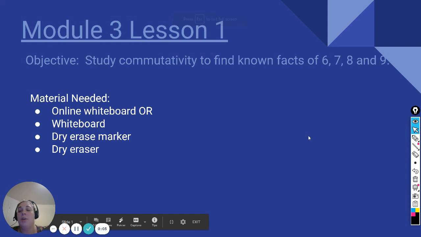Today we're going to begin our new module, which is Module 3, and we're going to begin our study of Lesson 1, which we're going to be doing over the next couple days. Our objective for today's lesson is to study commutativity to find known facts of 6, 7, 8, and 9. The materials needed for today are your online whiteboard, your whiteboard dry erase marker and dry eraser.